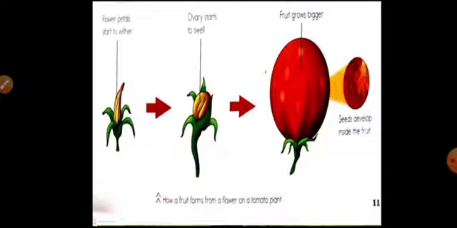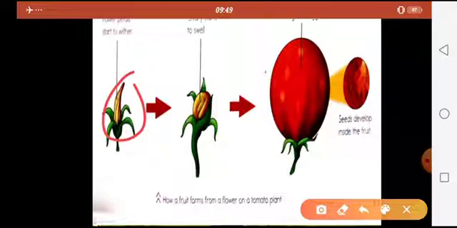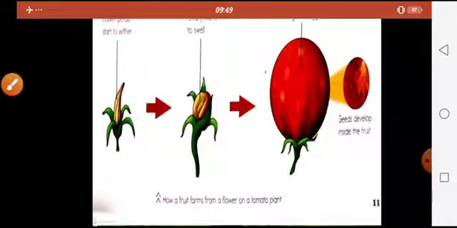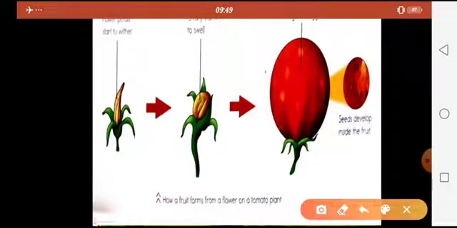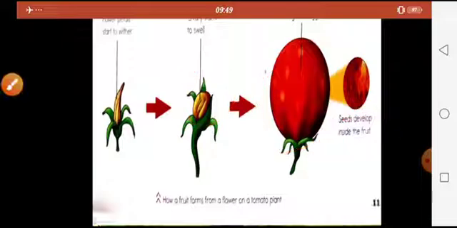This is the example of how a fruit forms from a flower on a tomato plant. The first one, okay, the flower petals start to wither. Okay, and then the second one is the ovary starts to swell. The ovary, and then the fruit grows bigger and the seeds develop inside the fruit. That's all the steps about how a fruit forms, and the example is from the tomato plant.